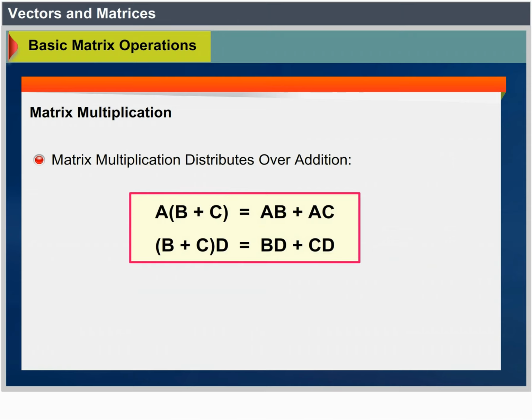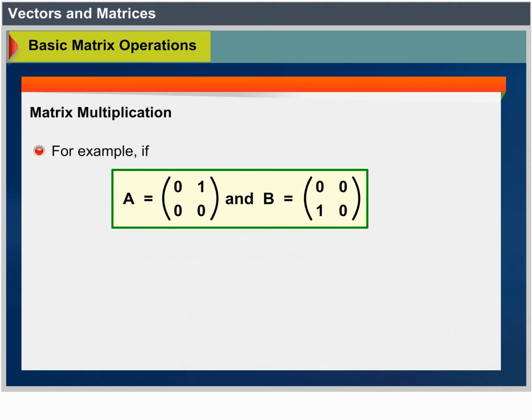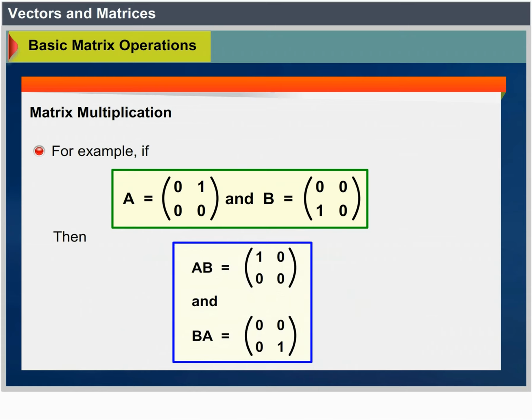For n greater than 1, multiplication of n by n matrices is not commutative. For example, if A equal to [0, 1; 0, 0] and B equal to [0, 0; 1, 0], then AB equal to [1, 0; 0, 0] and BA equal to [0, 0; 0, 1].